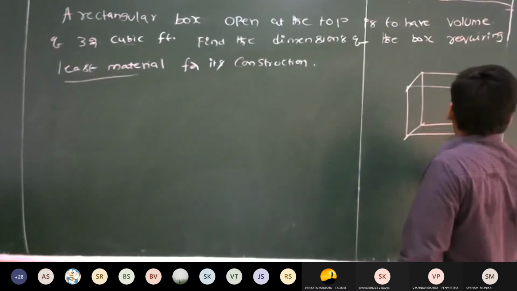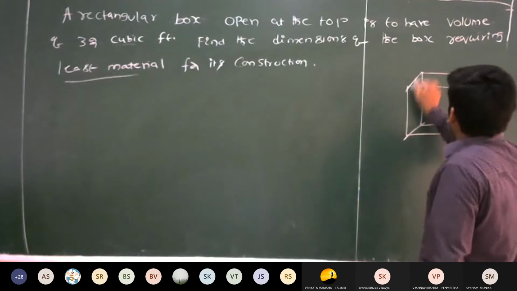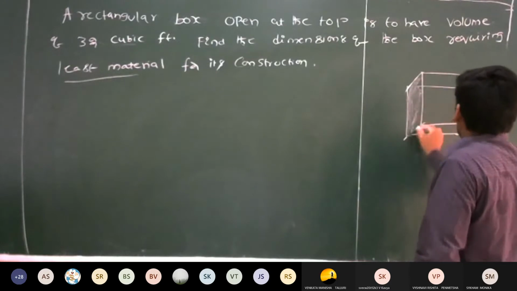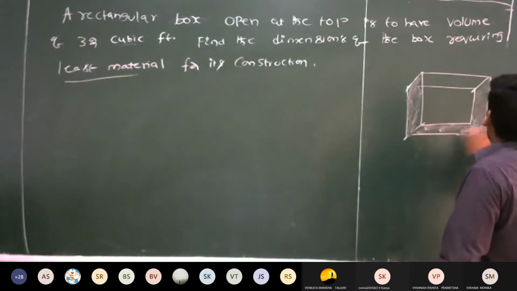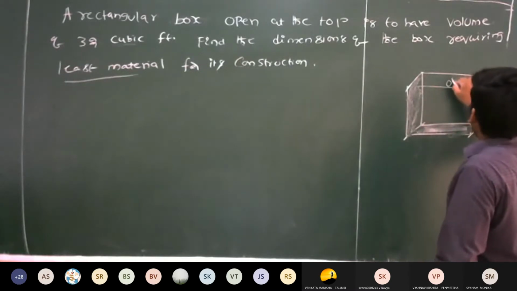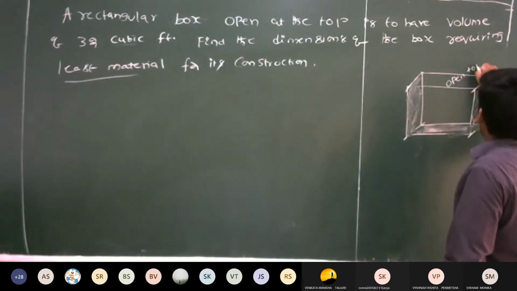So this is the three-dimensional rectangular box. Here all the sides are closed, but the top is open. Top is open.